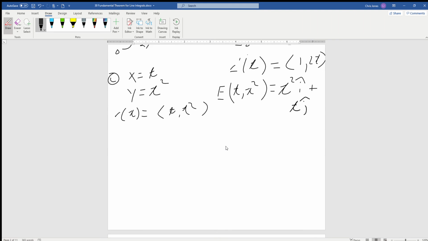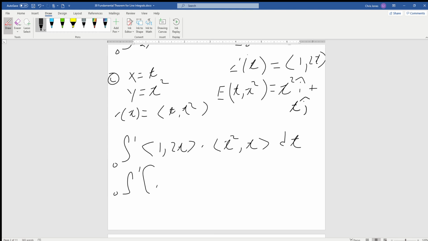So now we end up with the integral 0 to 1, and we go 0 to 1 because the particle moved from 0, 0 to 1, 1, of, we're going to dot these, so 1 comma 2t dot t squared comma t. Right? Now technically that's r prime dot f, or dr dot f, but it doesn't matter. Okay, and there's a dt in here. So that's going to be the integral from 0 to 1.